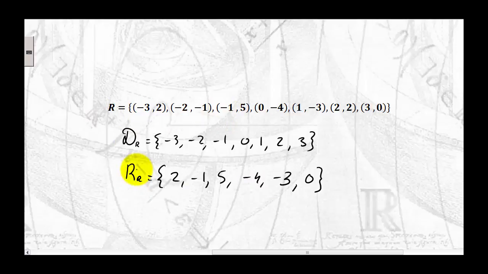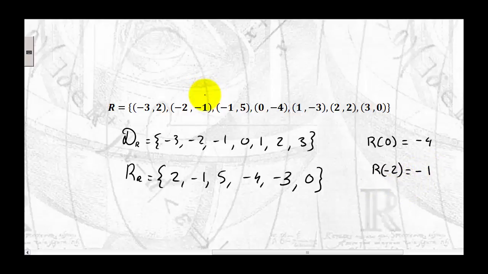We also have, for example, what is R of 0? R of 0 is -4. What is R of -2? R of -2. R brings -2 to -1, right? So we also use this notation for relations.